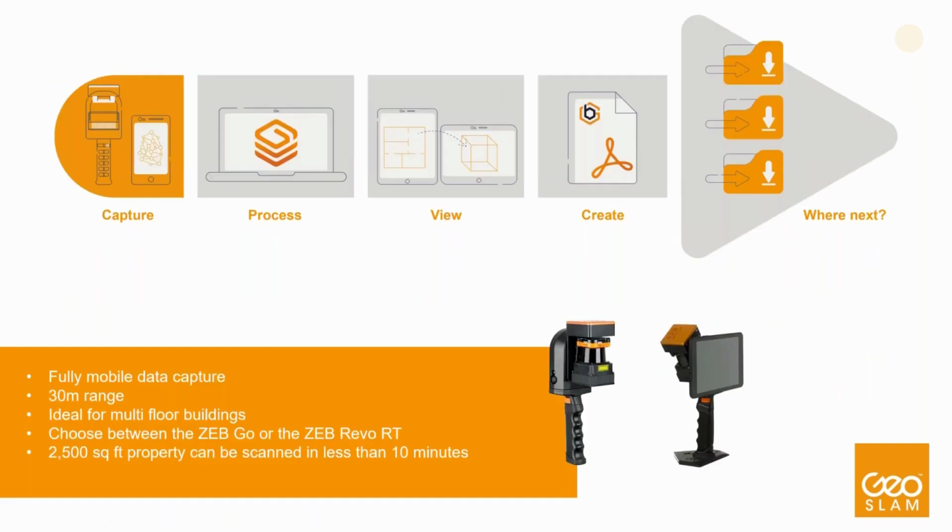First of all, the data needs to be captured. The scanner can capture 10 times faster than any type of traditional survey method. So especially if you have larger areas, larger buildings to cover, you can walk around the building and capture the data. So for example, a 2,500 square feet property can be scanned in less than 10 minutes.